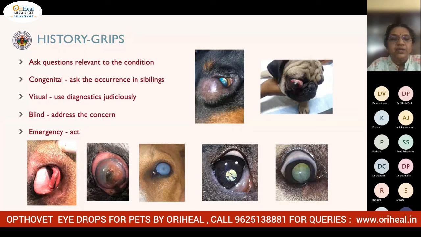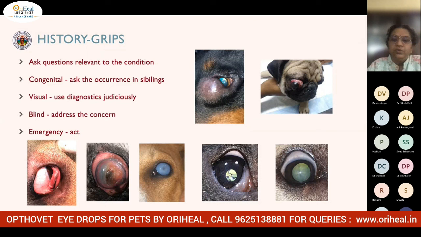Then you also use the visual diagnostics very judiciously. For example, for this you can use fluorescein, but here you need not use STT, which is, it looks dry. Okay, so you can use that judiciously. Here you can see a swelling near the medial canthus. So you need not ask from when onwards the animal lost its vision. Such things you don't have to ask.